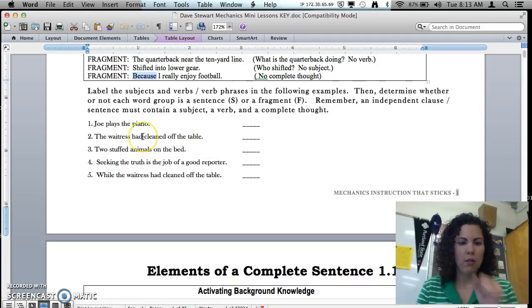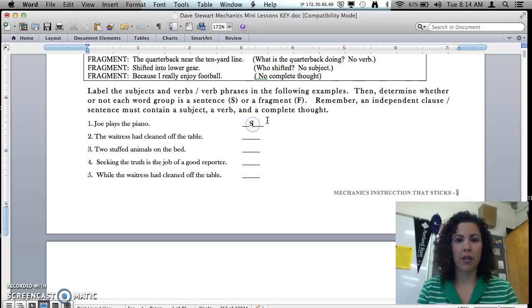So we have Joe plays the piano. Joe is our subject. Plays is our verb. So yes, it's a sentence. I don't know why mine's not working. There it is. Then we have the waitress had cleaned off the table. Waitress is our subject. Notice this is the helping verb. The had is a helping verb. Cleaned is your main verb. Cleaned off. So yes, that's a complete sentence.